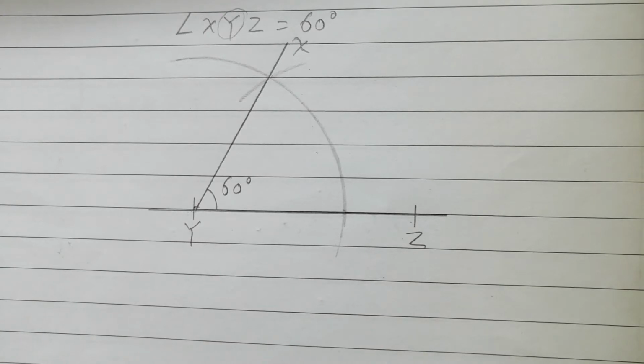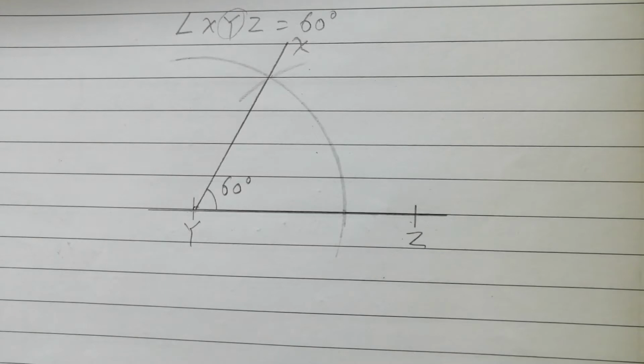And after that, if we want an angle of 30 degrees, we can construct angle bisectors. So what are angle bisectors? Angle bisectors are a straight line that can divide an angle into two equal angles or two equal parts.